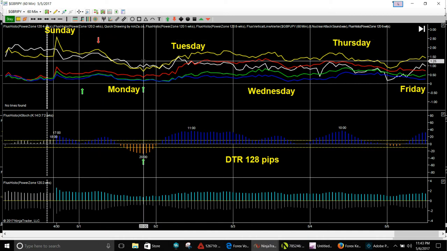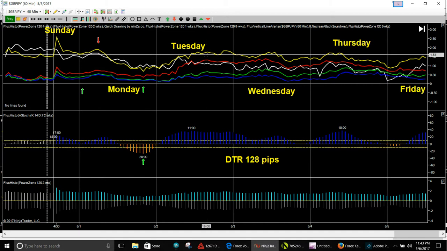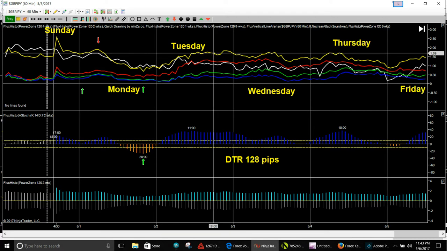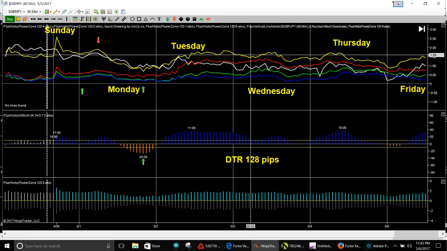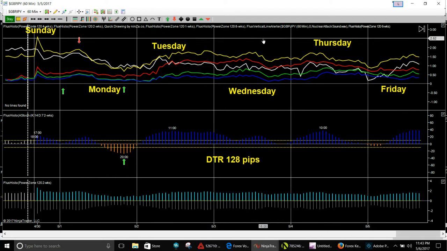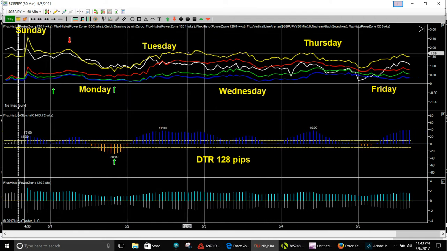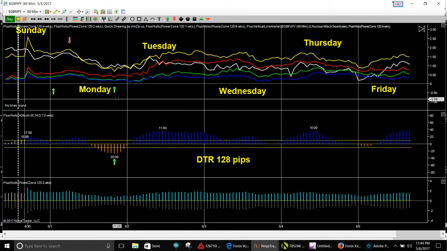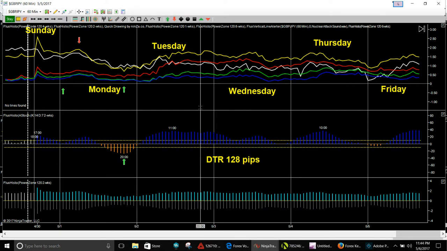Then look to exit the trade at Monday, 8 p.m. going into Tuesday. Looks like it's going to make an up move. And then right from there, the histogram and the lines itself just flatten out. And you could see a slight down move from here, but I don't really see much, so I'm going to pretty much leave this one alone. This is the wrong DTR. No, it's right. It's 128. So I don't like it.